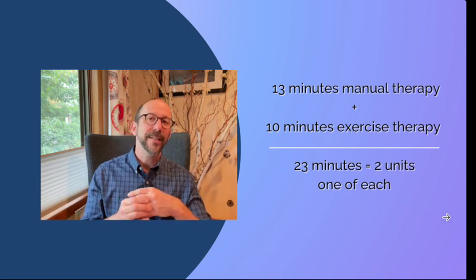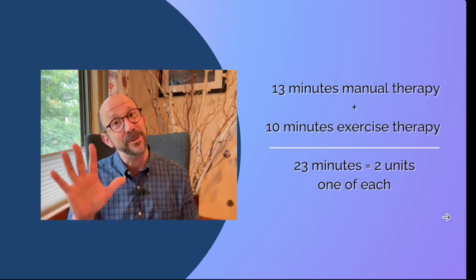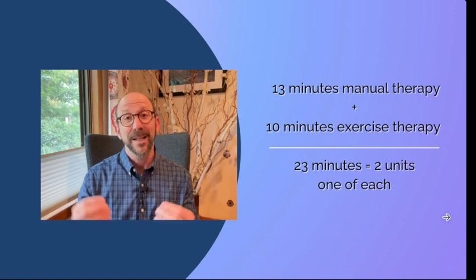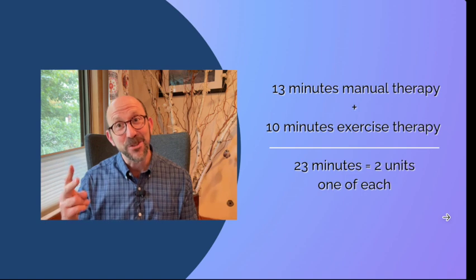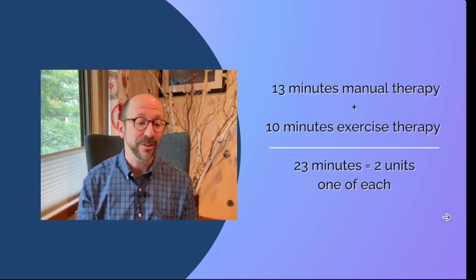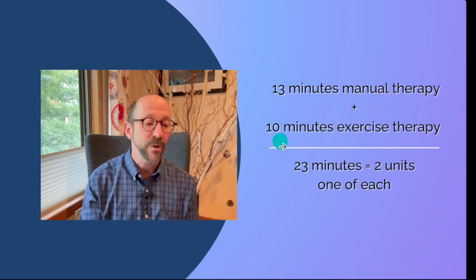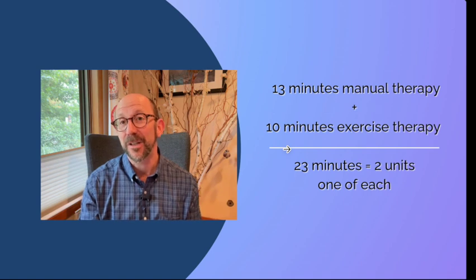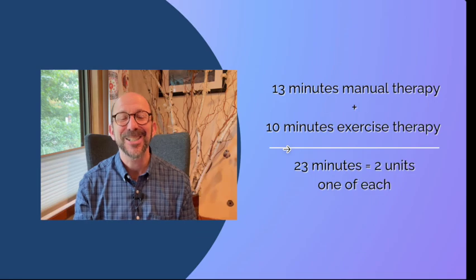Now let's say I did 13 minutes of manual therapy and 10 minutes of exercise therapy. Only 5 more minutes of manual therapy than I did in the previous example. That's 23 minutes. That's more than 22 minutes. That's 2 units. So now I get to bill 1 unit of each. I get to bill 1 unit for 13 minutes of manual therapy and 1 unit of exercise therapy for that 10 minutes. And so if you're going to bill for 2 units of time codes, you have to have spent at least 23 minutes with the patient one-on-one.